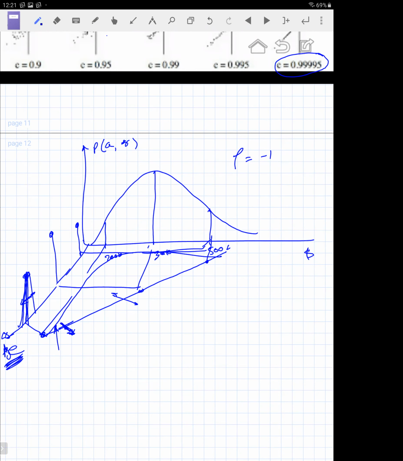Is this clear? Any questions? Okay. Can you please repeat the last statement again?